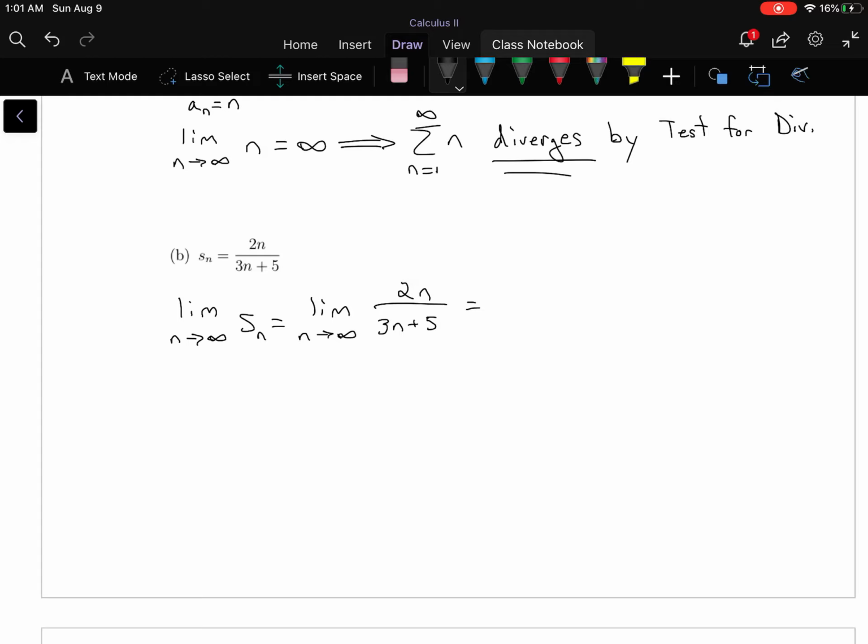And on top and bottom, you have infinity over infinity, which should make you think of L'Hopital's. And when you apply that, you have 2 on top, 3 on bottom, and the limit of a constant is 2/3. And since this is finite, we know that Sn converges.